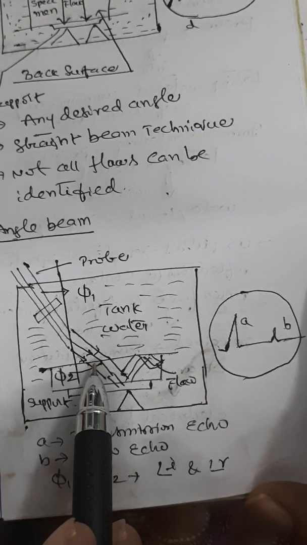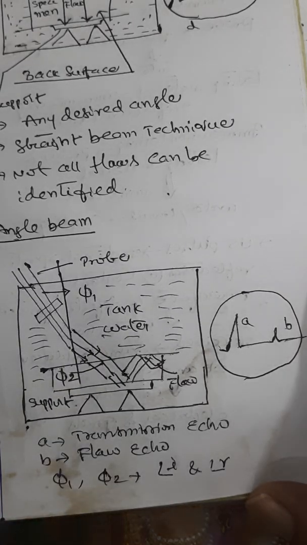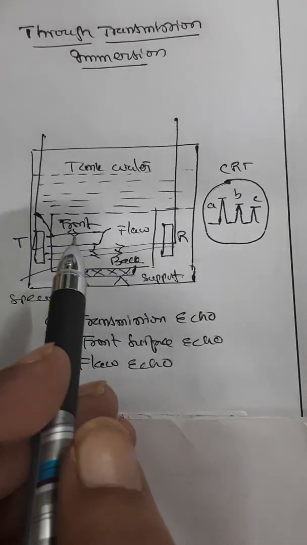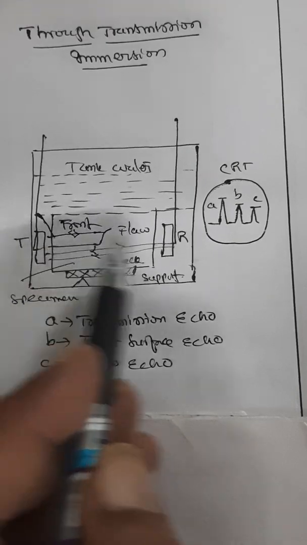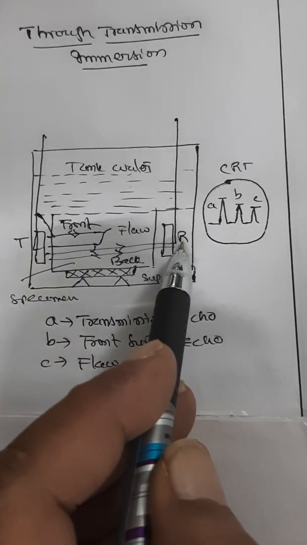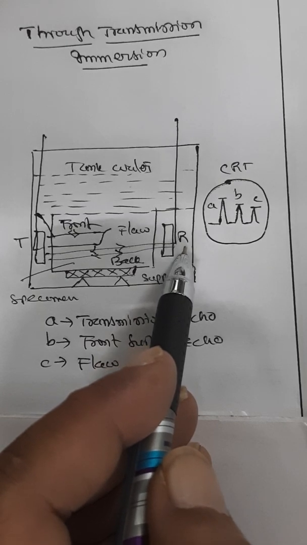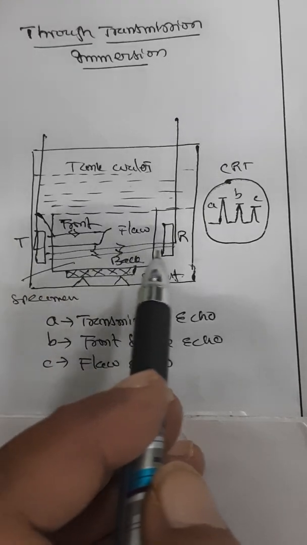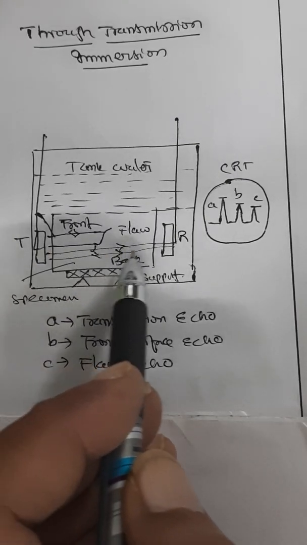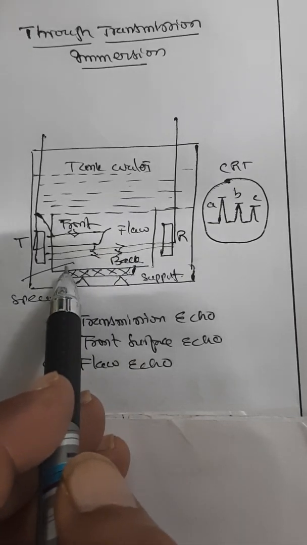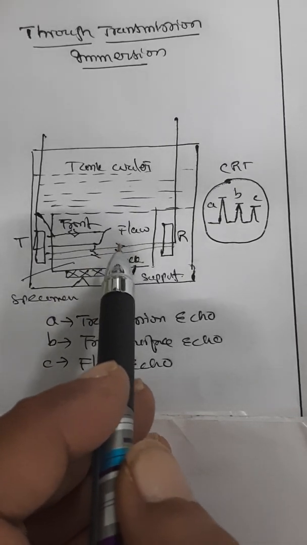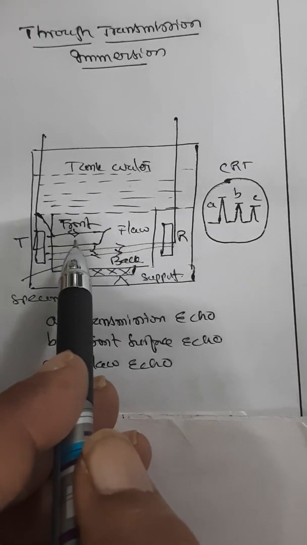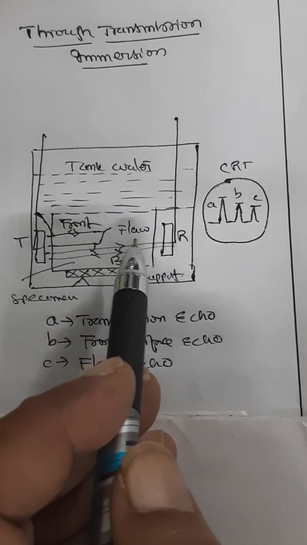This is one technique. The other technique used in other cases is the immersion transmission system. Here we use two transducers. One is a transmitter, another is a receiver. So using two transducers placed near the front surface and back surface of the specimen, the detection of flaws in the specimen can easily be identified. Generally, this method is mostly used in the straight beam technique. This is called the immersion through transmission system.